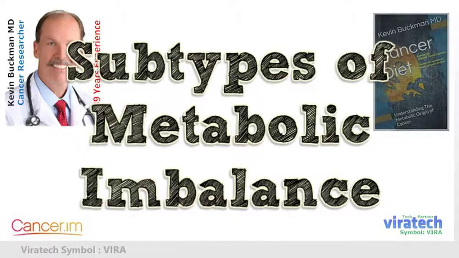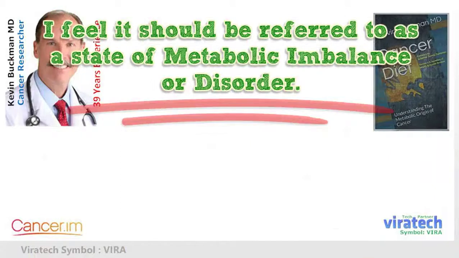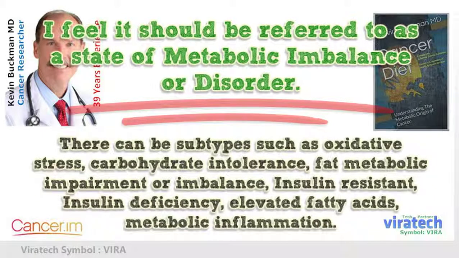Subtypes of metabolic imbalance. I feel it should be referred to as a state of metabolic imbalance or disorder. There can be subtypes such as oxidative stress, carbohydrate intolerance, fat metabolic impairment or imbalance, insulin resistance, insulin deficiency, elevated fatty acids, metabolic inflammation.